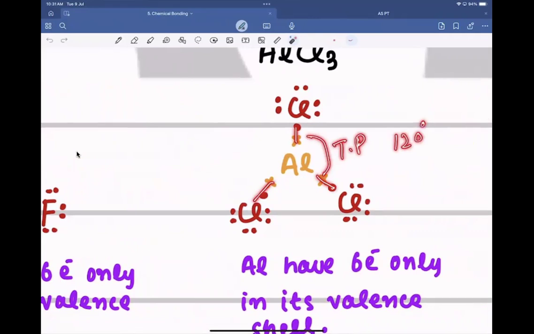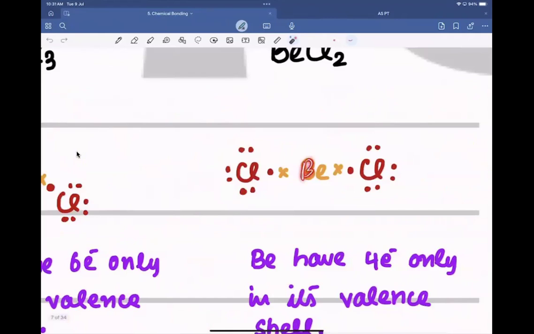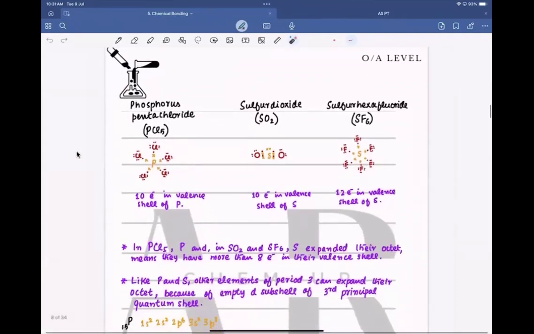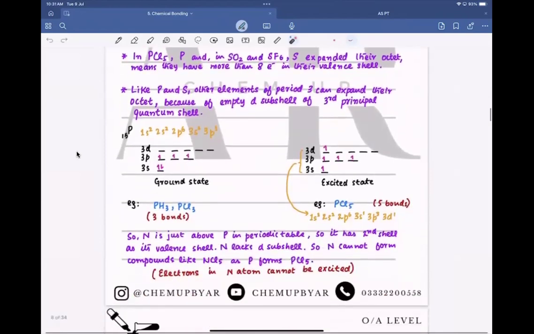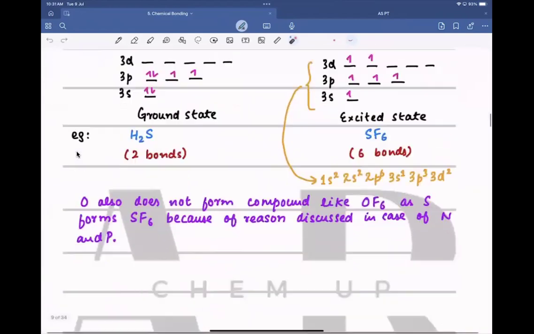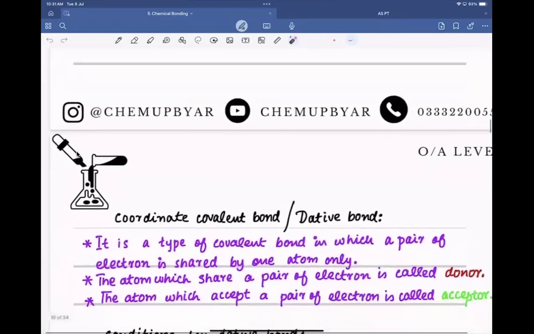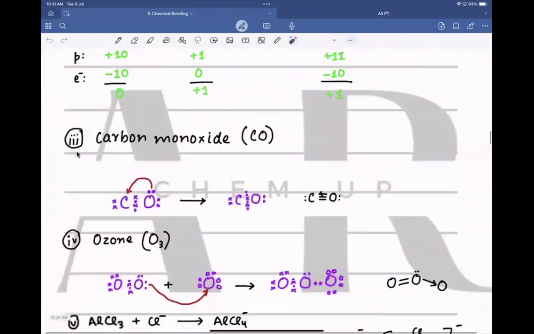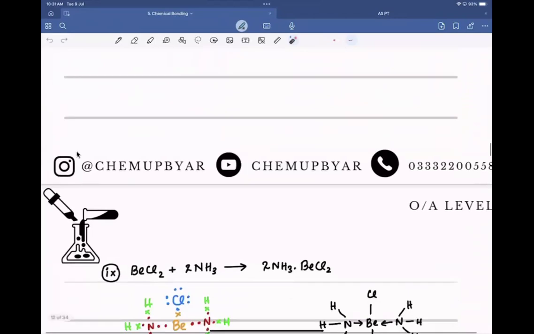Understandable? Yes, sir. And over here, if you see around beryllium, there are 2 bond pairs and no lone pair. So what would be the shape? It's gonna be linear with angle 180. Very good. So see, it's easy. If you are able to visualize properly, then it will become easier. Any confusion till here? No, sir. Okay.